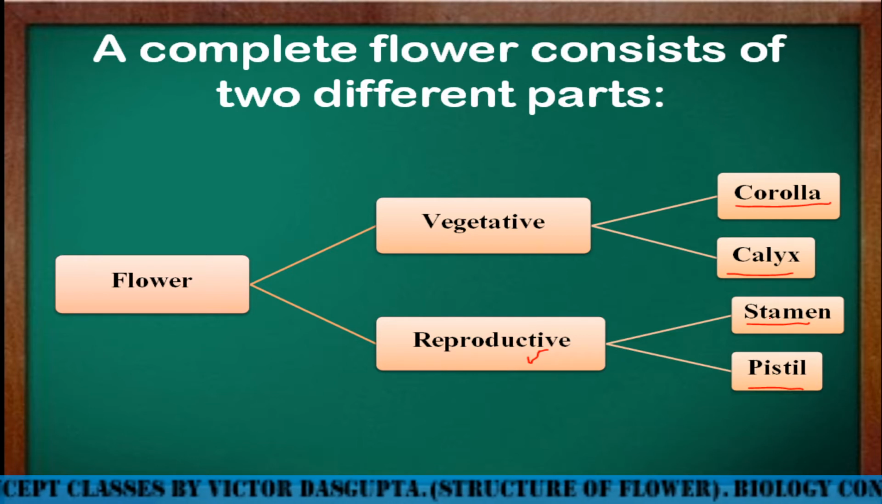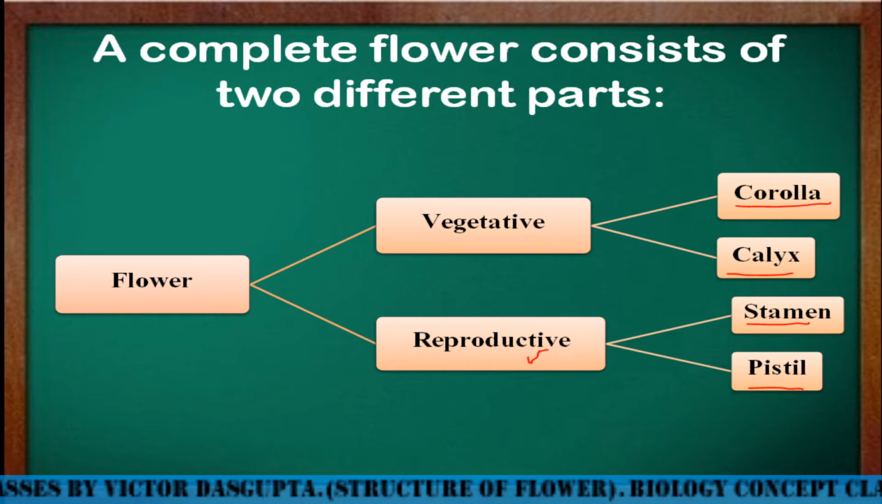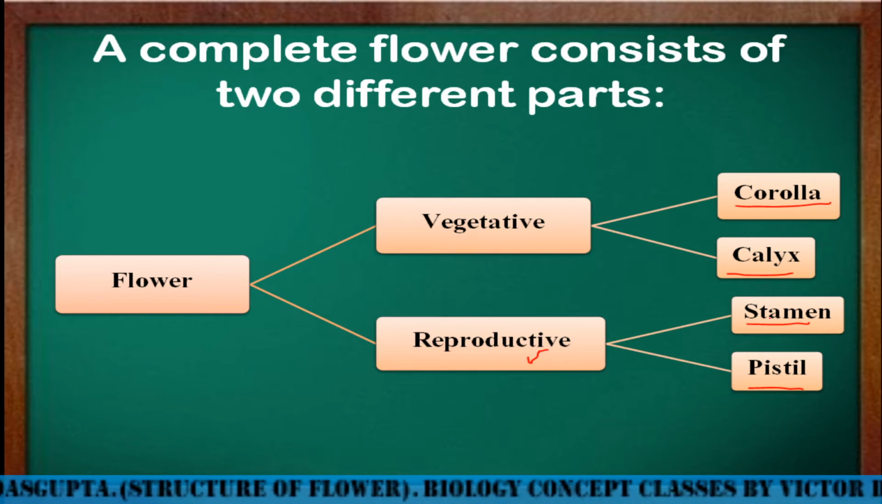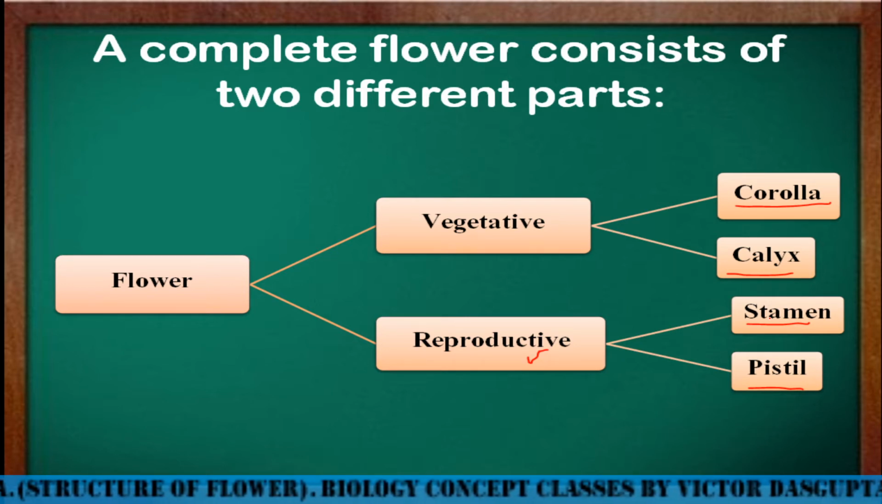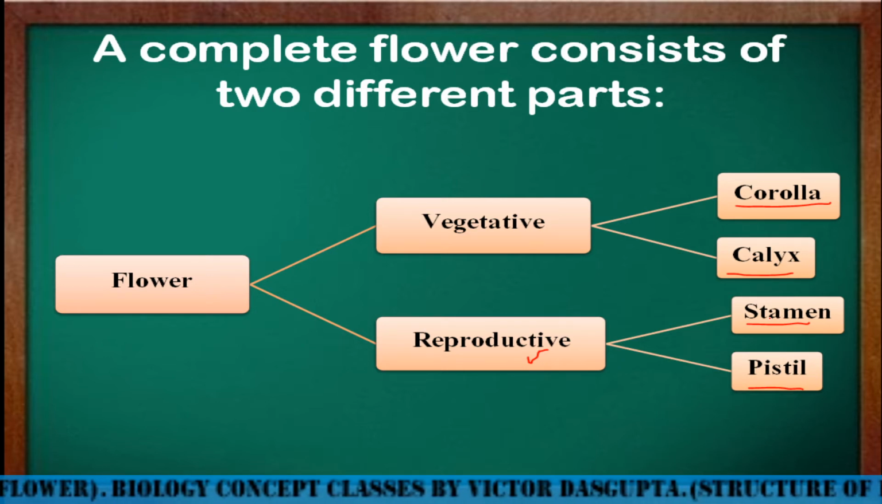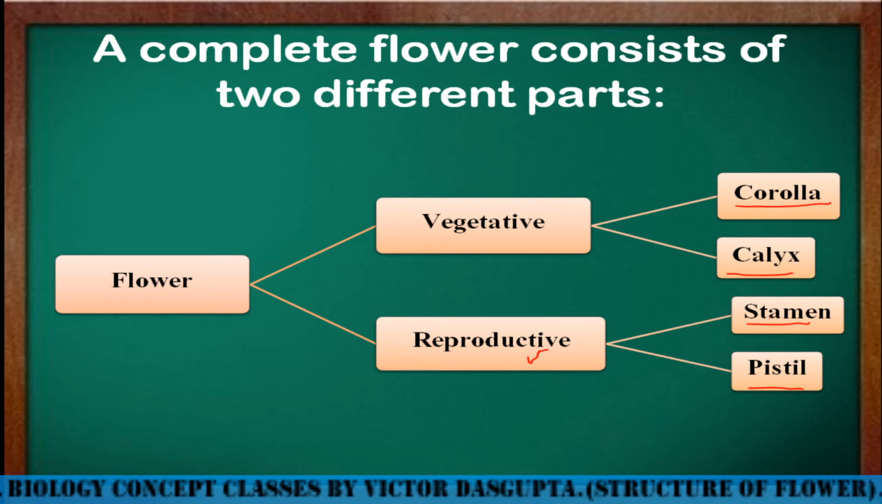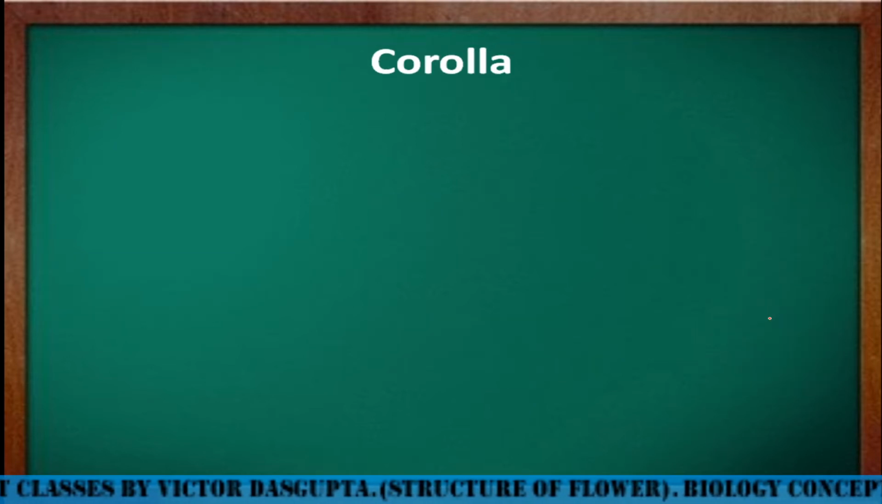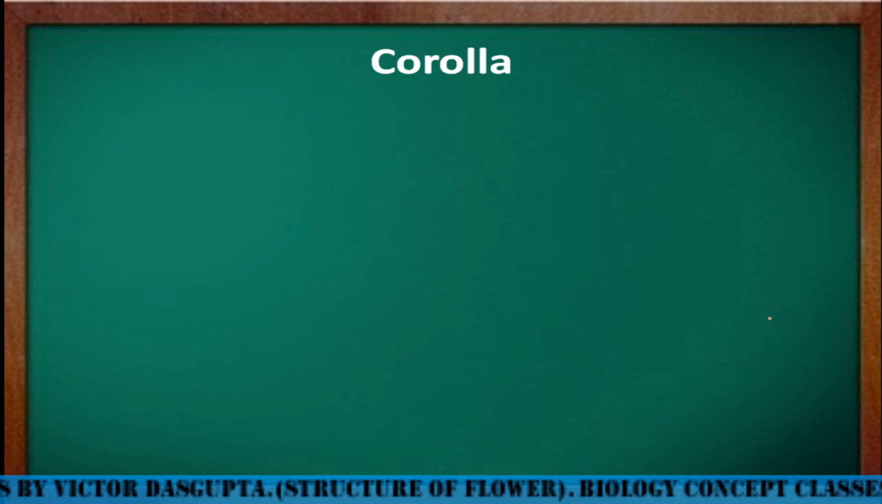Now here one thing again arises, if a flower contains both these reproductive whorls, it will be termed a bisexual flower. If it is lacking any one of them, it will be termed a unisexual flower. Clear? Next we will proceed to the first vegetative whorl or part, that is called corolla.